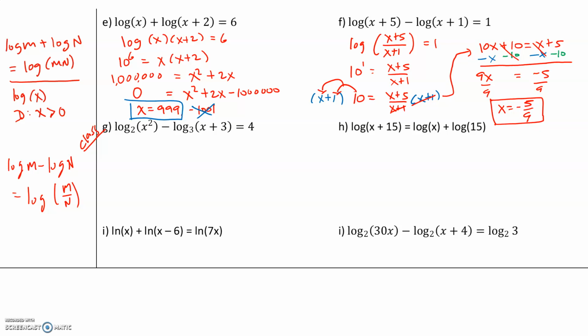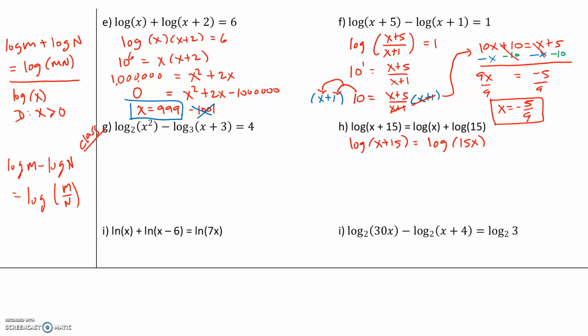So letter H, it says, we have log of x plus 15 equals log of x plus log of 15. First thing is we need to write each side as a single logarithm. The left side is good. We have a single logarithm, which is log of x plus 15. On the right side, we have two separate logarithms, which we have to write as a single log. So when we have two separate logarithms that are being added, when we write that as a single logarithm, that addition turns to multiplication.